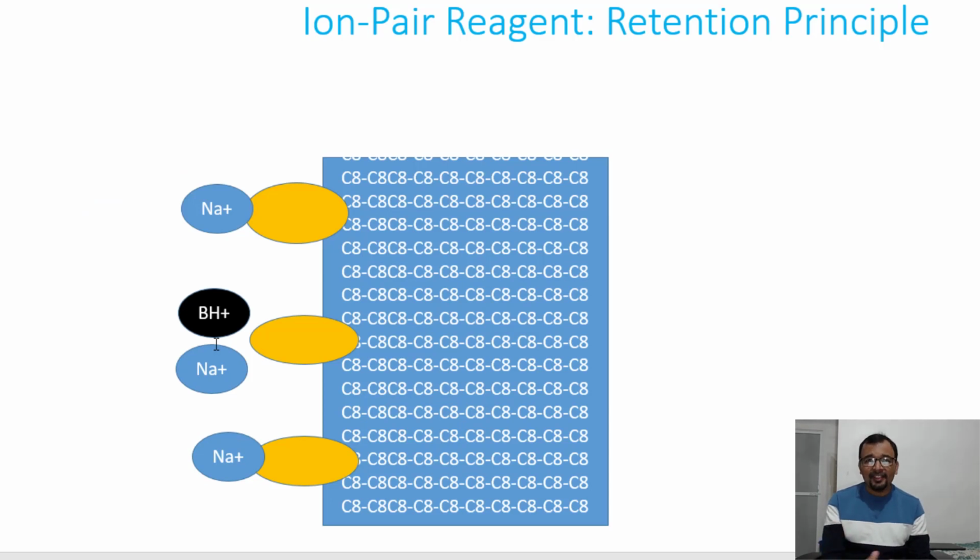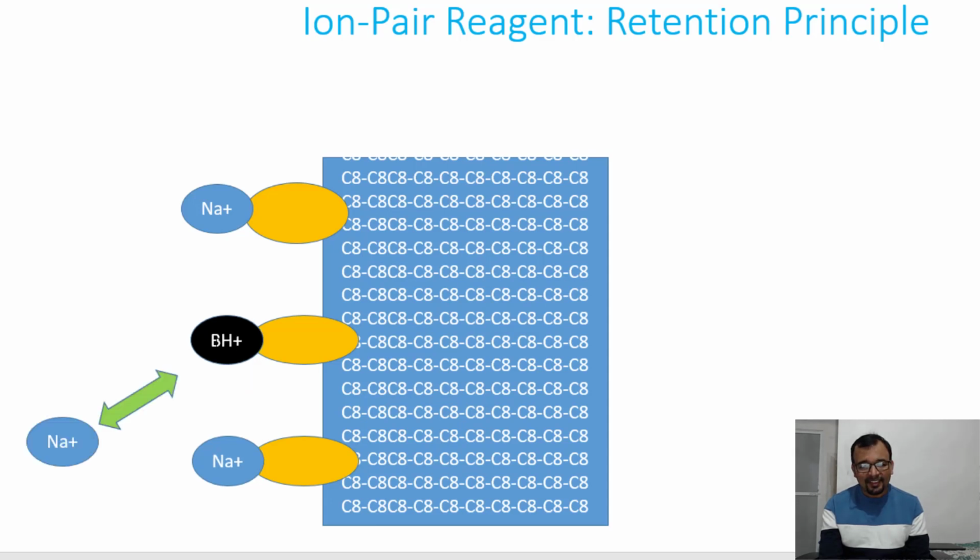The sodium ion will get away from the sulfonate end of the ion pair reagent, and the BH plus will get connected to the sulfonic SO3 minus group. Because of that, look here now, what is going to happen? This BH plus will get connected onto the ion pair reagent, and indirectly onto the stationary phase.